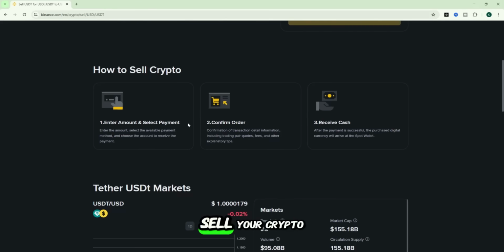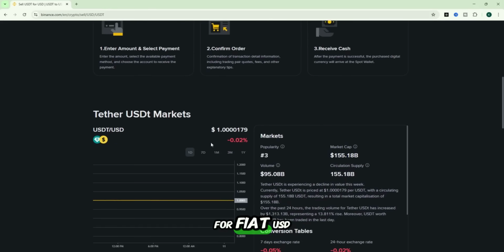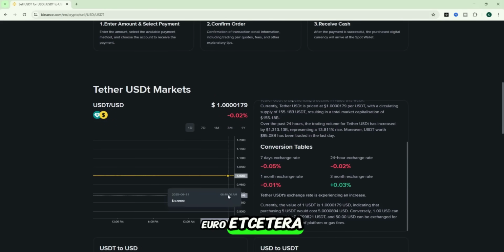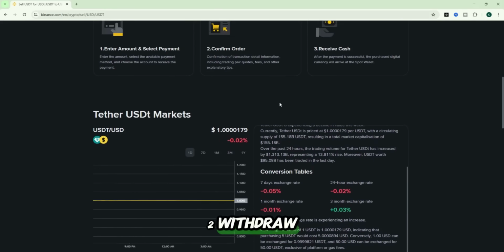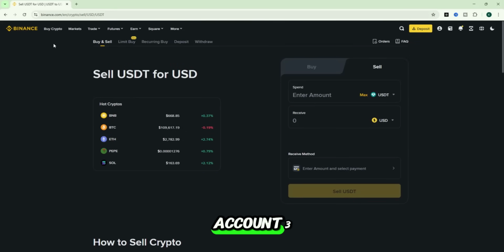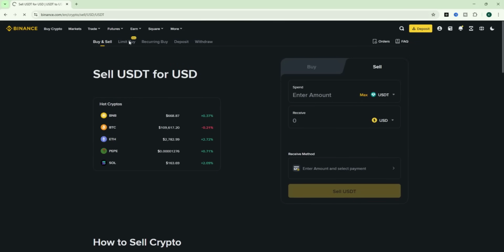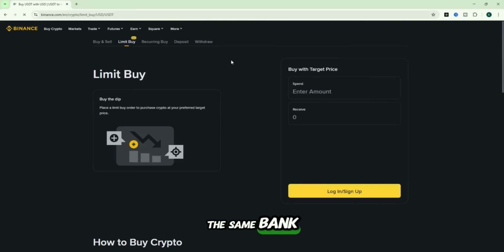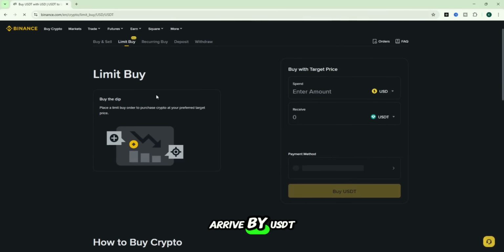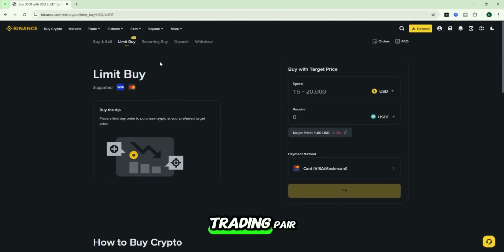1. Sell your crypto on Revolut for fiat, USD, Euro, etc. 2. Withdraw the fiat to your bank account. 3. Log in to your Binance account. 4. Deposit fiat using the same bank account. 5. Once the funds arrive, buy USDT or your preferred trading pair.